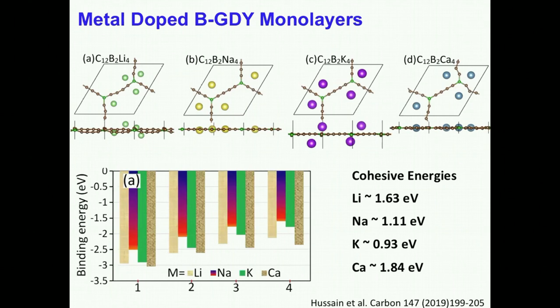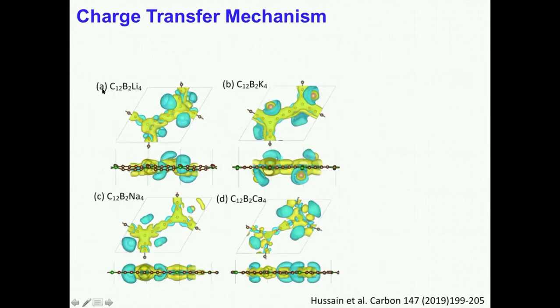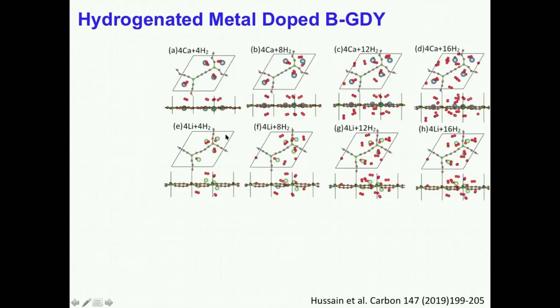And when they are bonded with the boron graphitide sheet, they transfer their charge to the sheet, which is evident over here. So this is charge accumulation, depletion, and this is charge accumulation. So it's a desirable condition for these metal atoms to transfer their charge. Why? Because now they have partial positive charge because they have donated their charges to the sheet. When they are partially positively charged, when a hydrogen molecule approaches them, they can polarize the hydrogen molecule and they can bind them through electrostatic interaction. So in the absence of these metal dopants, we did not have any charge.